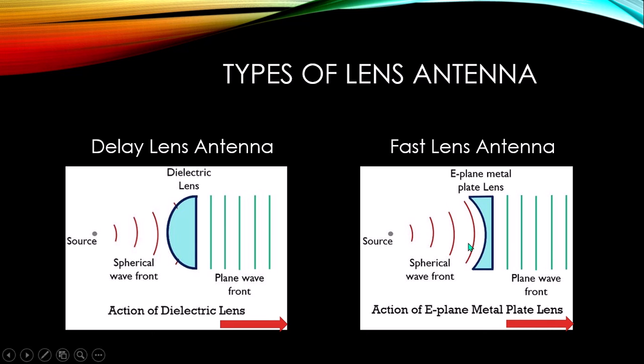For the fast lens antenna, in this type, the traveling wave fronts are sped up by the lens media. As you can see here, the wave fronts are faster to travel than in the delay lens antenna.